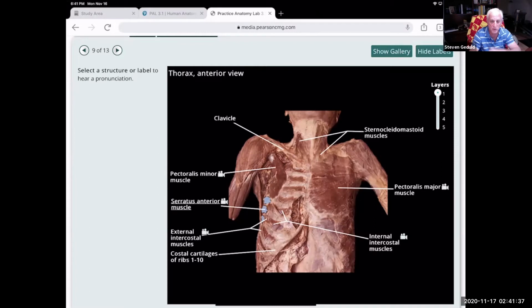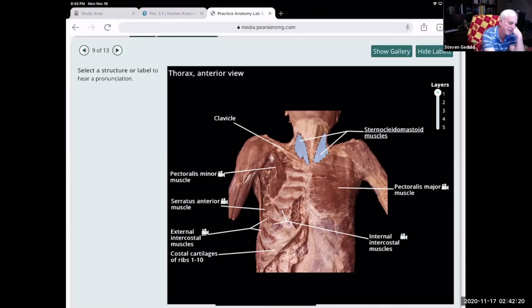You've got the external intercostal muscles and the internal intercostal muscles. These are your external intercostals. And then moving more towards the midline, those are your internal intercostal muscles between the ribs. Then you have the costal cartilages, the ribs, as they connect up into the sternum. You also have the pectoralis major, which sits on top of the pectoralis minor, so you can't see the pectoralis minor unless the pectoralis major is cut away. And you have the sternocleidomastoid muscle, attached to the mastoid process, clavicle, and the sternum.